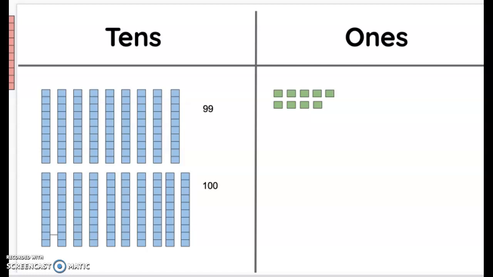Okay, so to talk about which is higher, 99 or 100: 99 is 9 sticks and 9 ones, and 100 is 10 sticks. So by this one you can decipher, since 10 is more than 9, that 100 is more than 99.